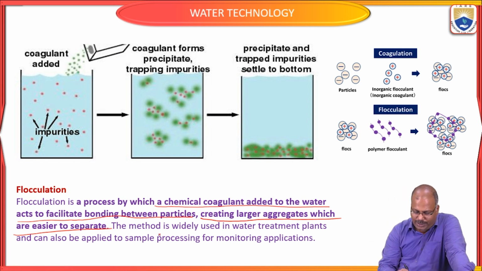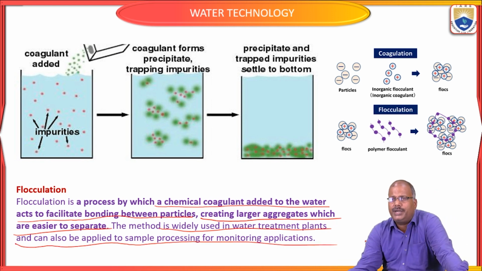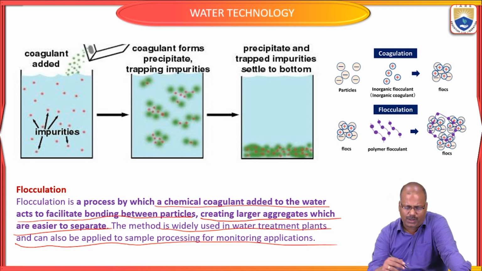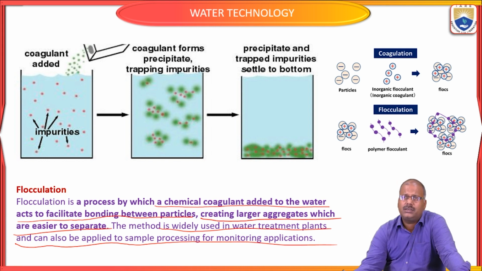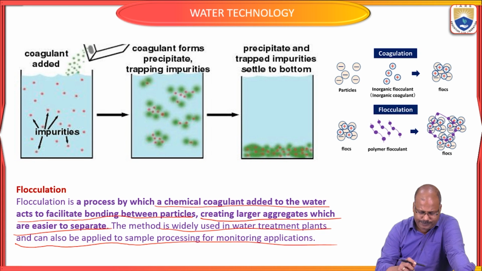The method is widely used in water treatment plants and can also be applied to sample processing for monitoring applications. So coagulants like potassium aluminium sulfate are widely used in water treatment plants.